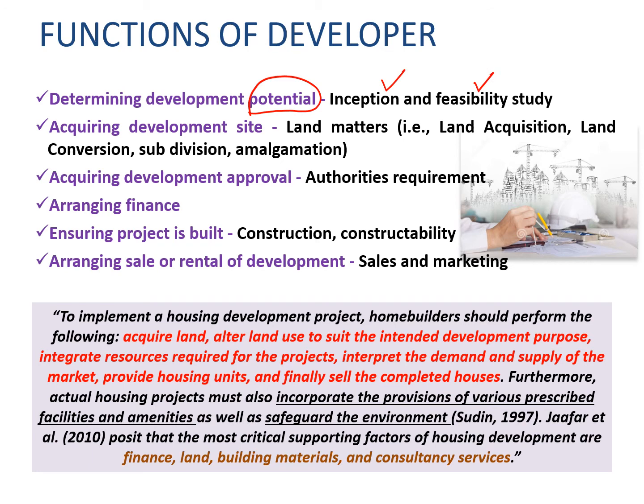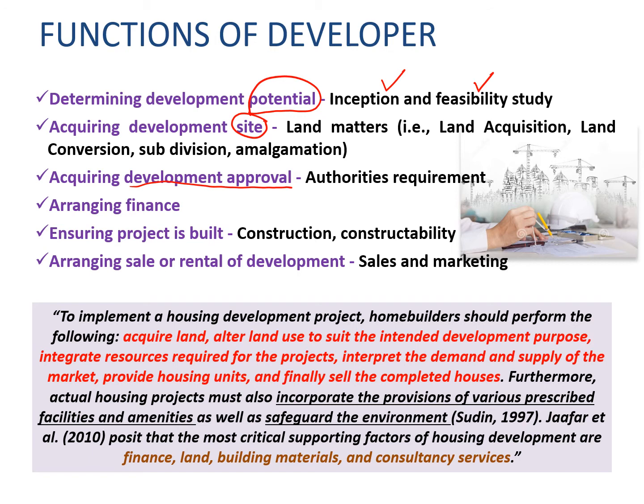Once you identify that this area has potential based on your feasibility study and inception, as a developer, we will want to acquire the site. When we want to acquire the site, we go through land matters. Land matters include land acquisition, and under land acquisition, we may or may not need to do conversion, subdivision, or amalgamation, and the change of the type of land use. So this is land matters. When we manage to acquire the site, we need to acquire the development approval. Actually, at each phase, there are various approvals to be acquired.